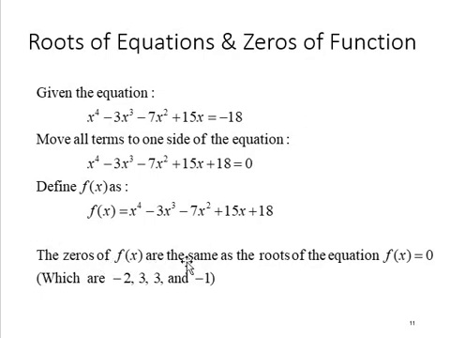The zeros of f of x are the same as the roots of the equation. So when we are looking for the zeros of this function, we are looking for the roots of the equation. We are simply equating f of x to 0. And these roots are minus 2, 3, 3, and minus 1 from our previous example.